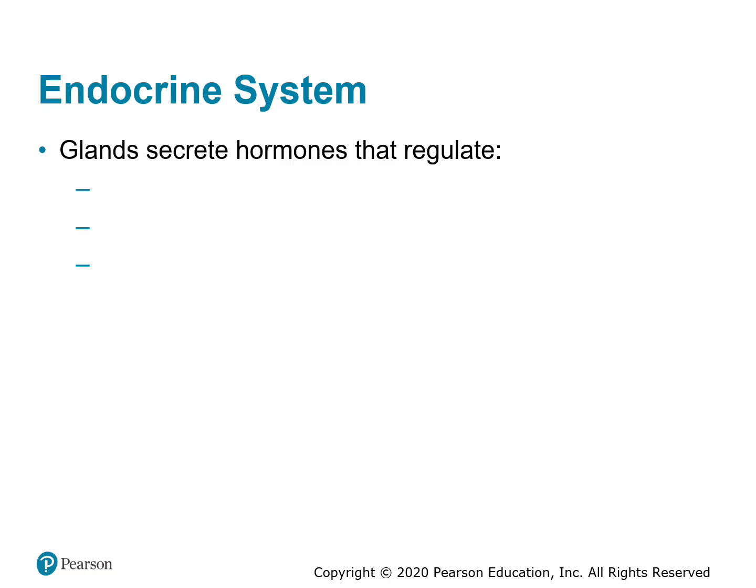But moving on to the next segment, the endocrine system. Your endocrine system is your slow reaction system. The endocrine system is going to secrete hormones that will regulate things like growth, reproduction, and how nutrients get used.